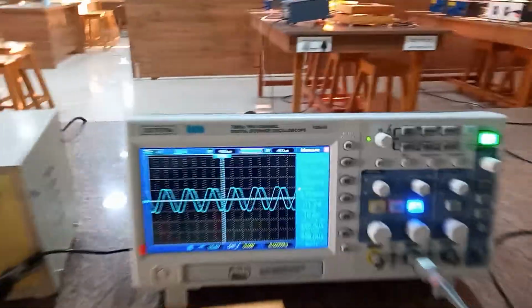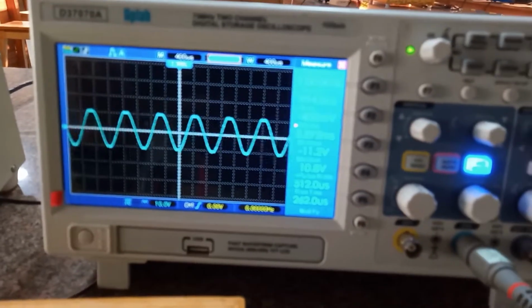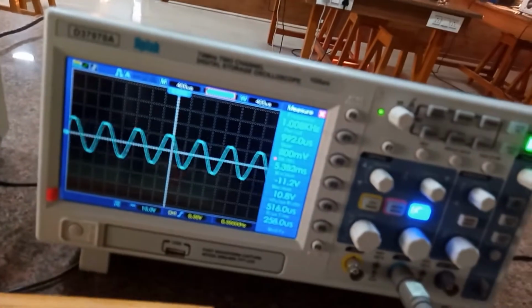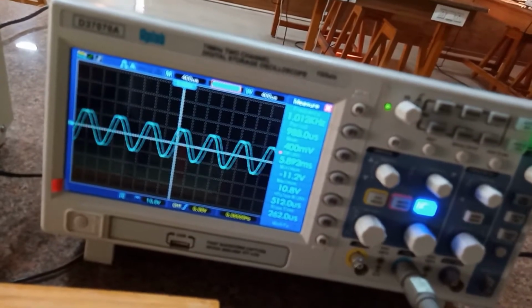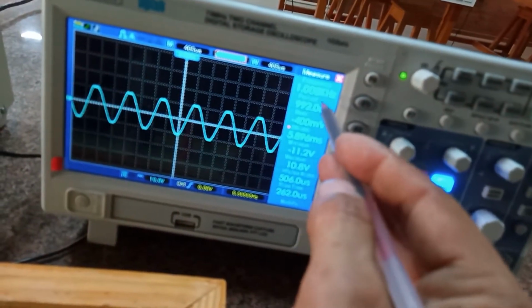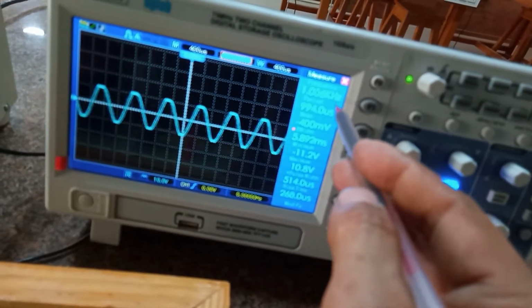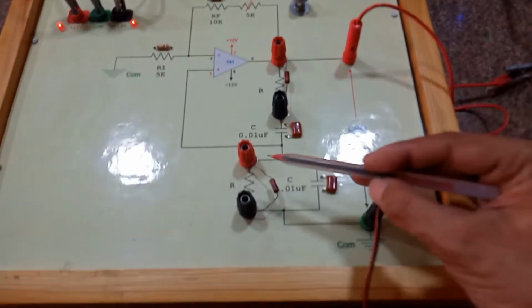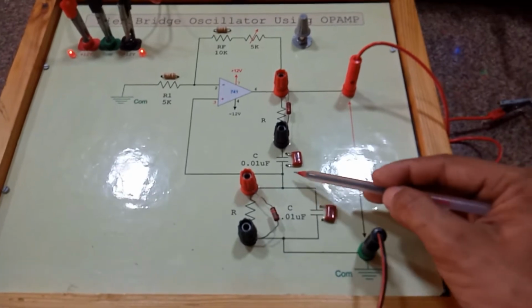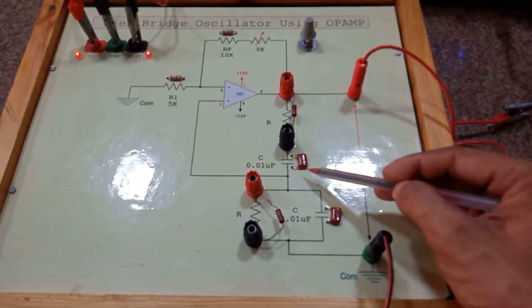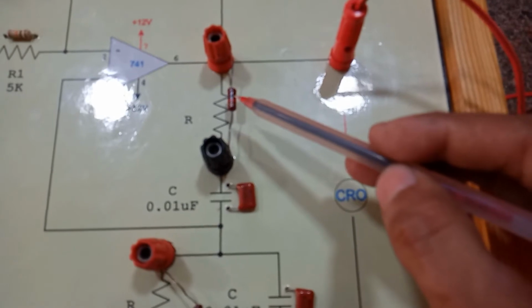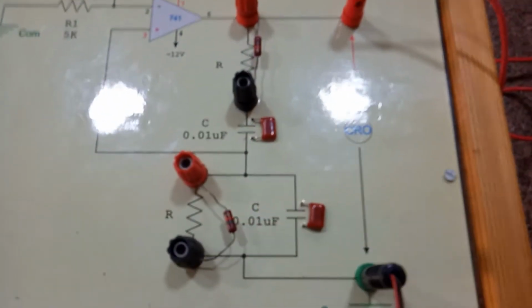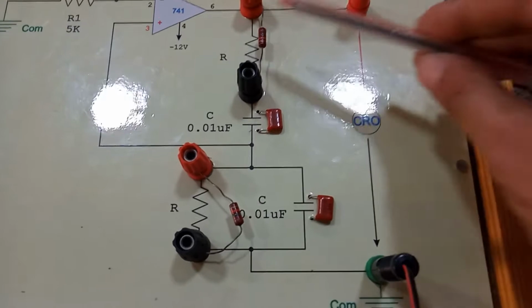Now what you have to do is calculate, I think it's not visible, this is the frequency which we are obtaining, 1 kilohertz, the practical value, and in the same way you have to find the theoretical value. What you have to do is change the value of this resistance. The capacitors are fixed, you cannot change them. You have to change the value of this resistance.